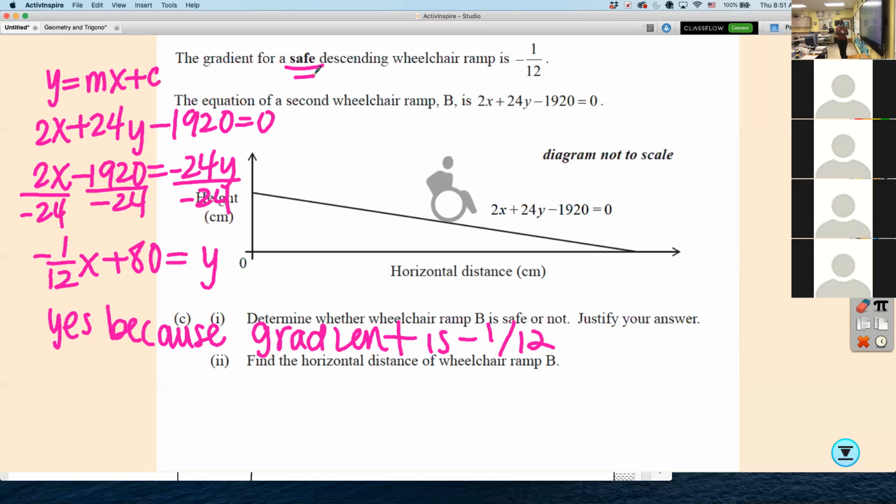Now, mind you, IB problems, y'all should know by now, some questions can incorporate multiple pieces of our curriculum. And whereas C1 asked you essentially to deal with equations of lines, C2 is asking you to find the horizontal distance of the wheelchair ramp, the horizontal distance from this wall to the ground. How do we go about finding that distance? Any suggestions?